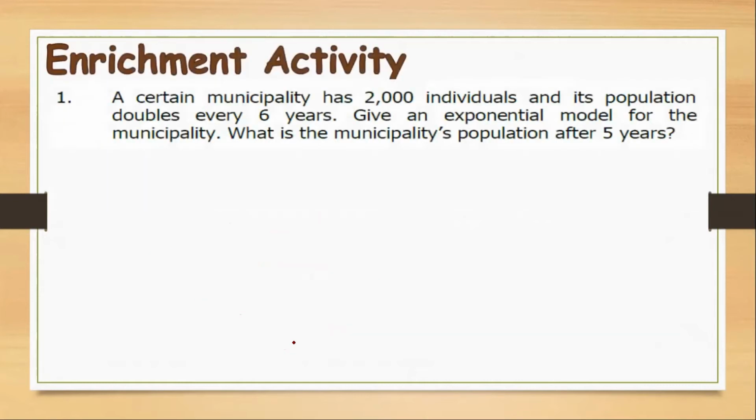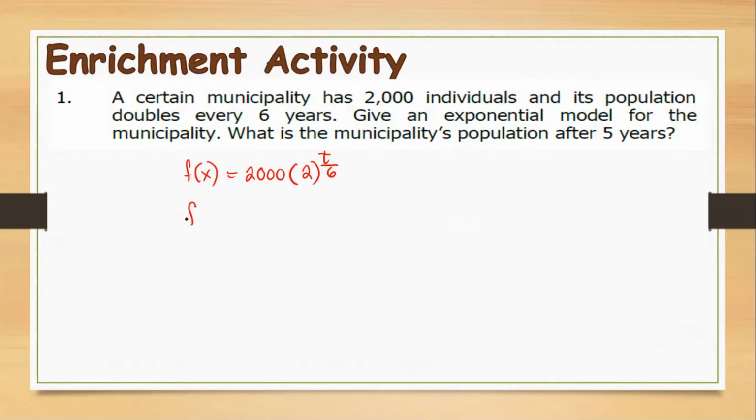Okay, let's continue. We have here our enrichment activity. A certain municipality has 2,000 individuals and its population doubles every 6 years. So, if we have to solve this, we have f of x equals 2,000 individuals, which doubles every 6 years, so t over 6. Give an exponential model for the municipality, and what is the municipality's population after 5 years.